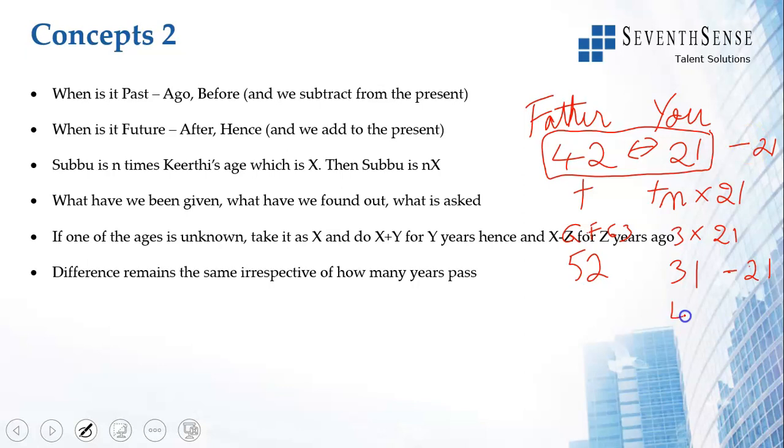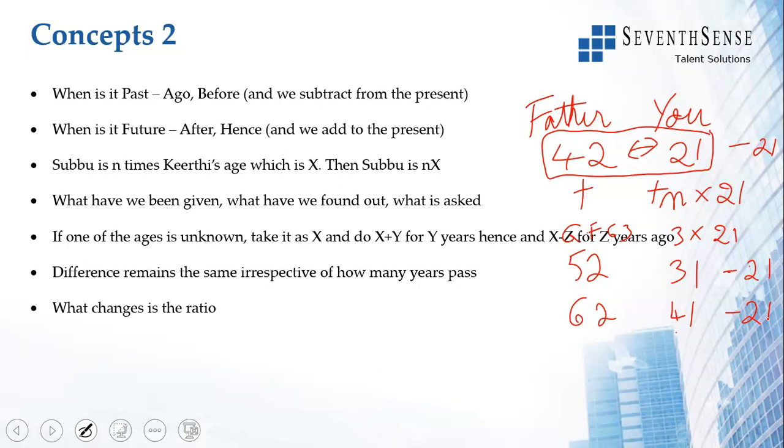Another 10 years, you are 41. Your dad is 62. The difference is still 21. Okay, what happens is as the ages change, the ratios change. 62 by 41 is not the same as 42 by 21 in terms of ratio. The ratios change, the difference remains the same. Okay, this is another key concept.